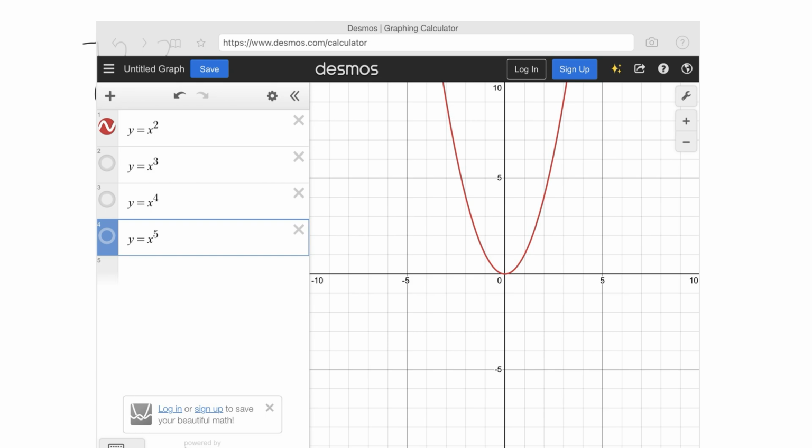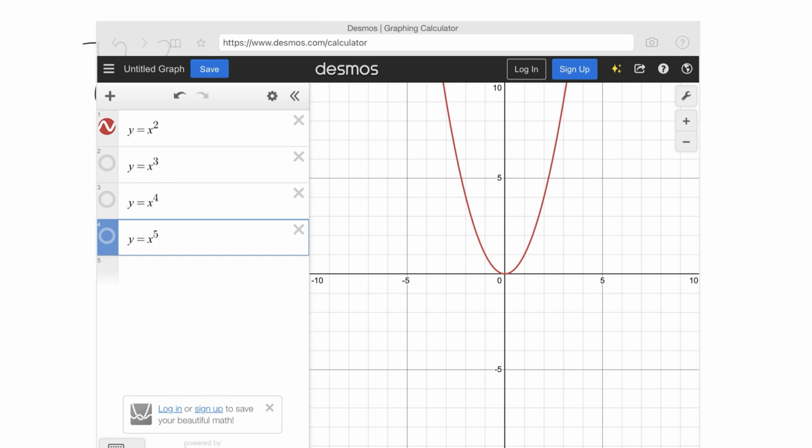Okay, well, let's compare the other one. So I'm going to turn off the y equals x to the 7th, turn off the y equals x to the 5th, turn off the x to the 3rd. Now let's look at the x squared. And let's compare that to the x to the 4th. Well, they look very similar, but notice the end pieces. The end pieces are both going up. And so it looks like the end pieces would be going the same direction if we have an even exponent.